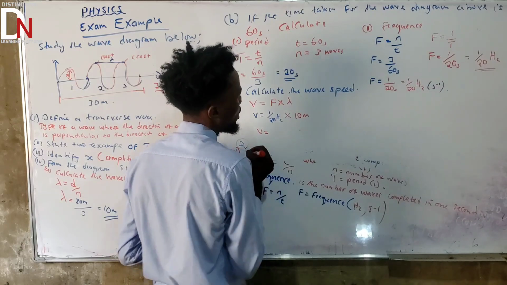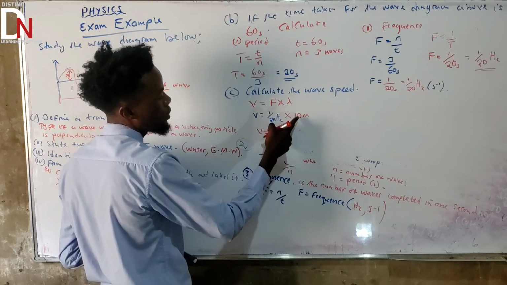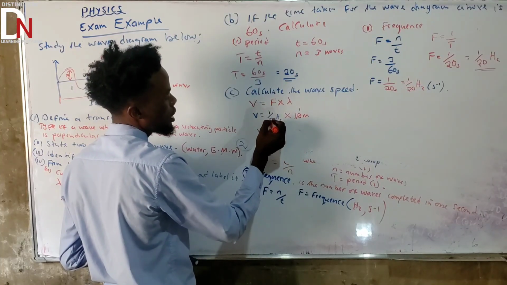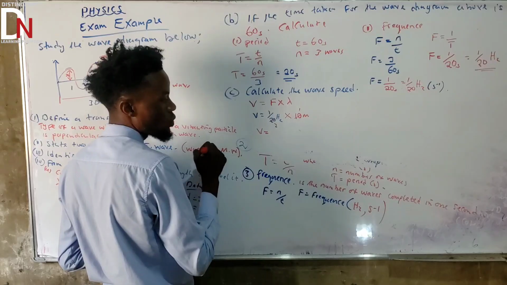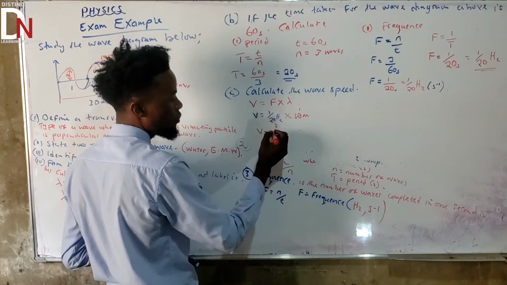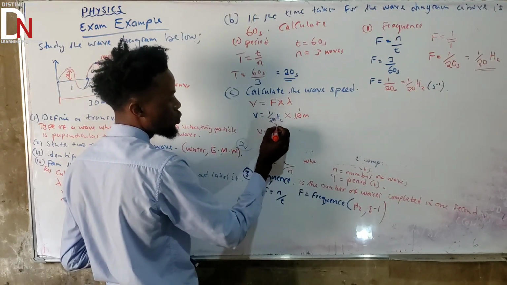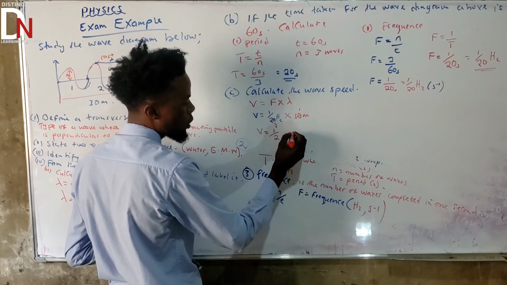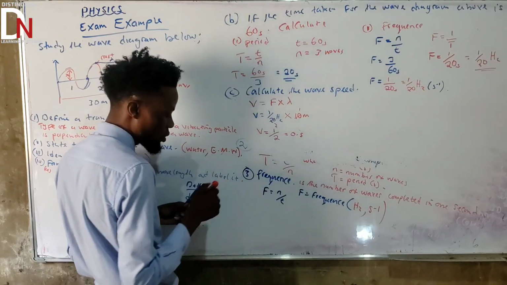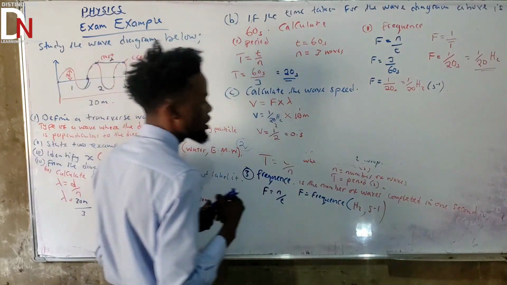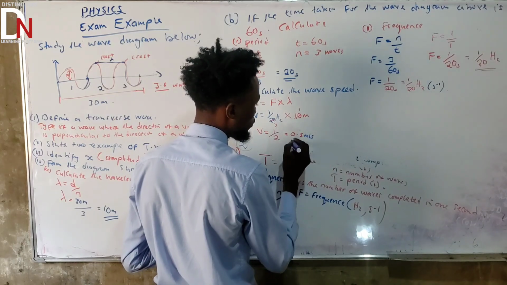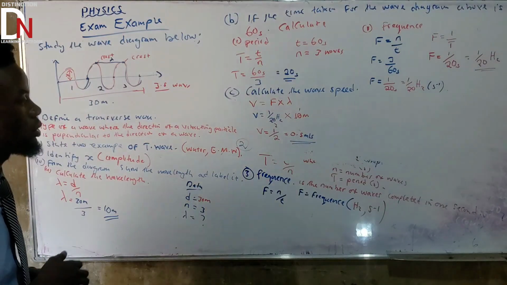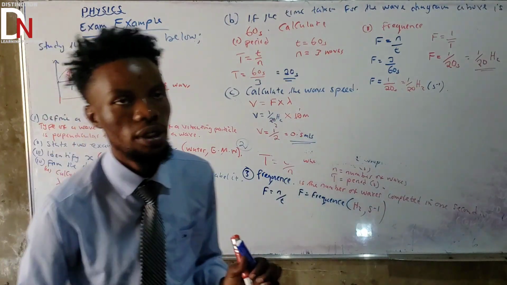Then the velocity will be, if you multiply these two, 1 times 10 over 20, so 1 over 2, which gives 0.5. What is the correct unit for the speed? Speed is meters per second. So that's the final answer. That is the simplest thing that you can take note of.